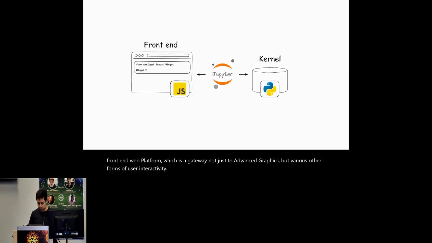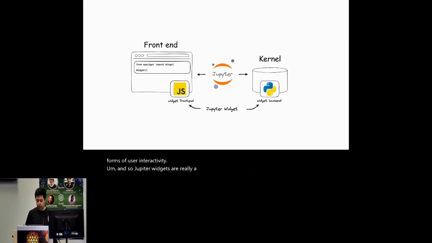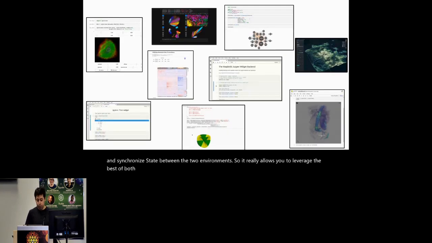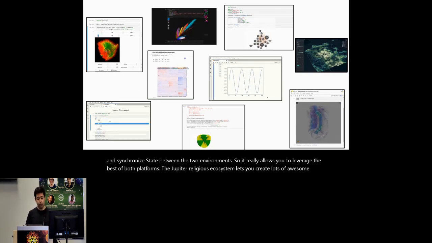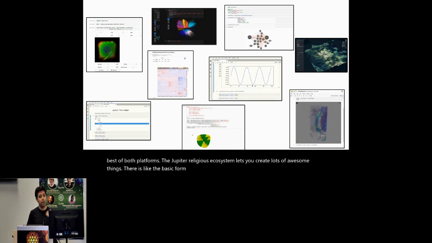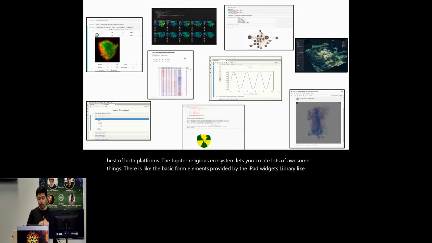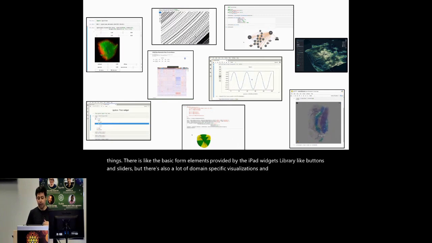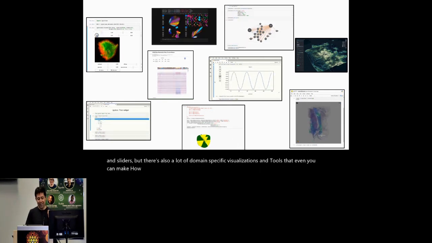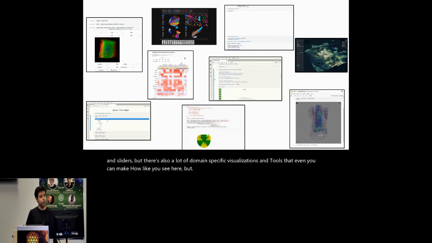Jupyter widgets are a special part of this architecture because they allow you to communicate bidirectionally between the kernel and the front end and synchronize state between the two environments. So it really allows you to leverage the best of both platforms. The Jupyter widgets ecosystem lets you create lots of awesome things. There are the basic form elements provided by the ipywidgets library, like buttons and sliders, but there's also a lot of domain-specific visualizations and tools that you can make, like you see here. But it turns out authoring your own custom widgets is really hard.